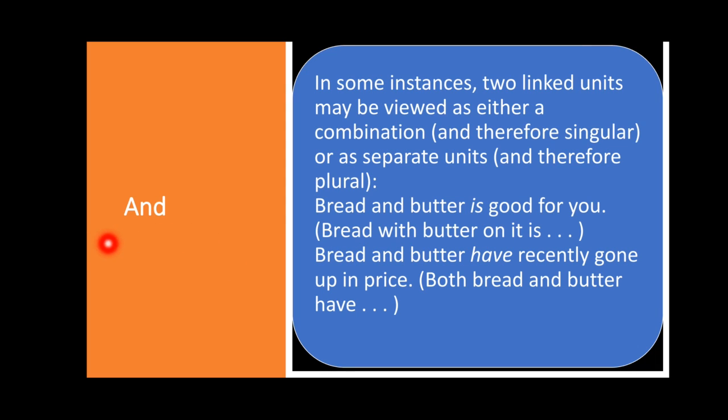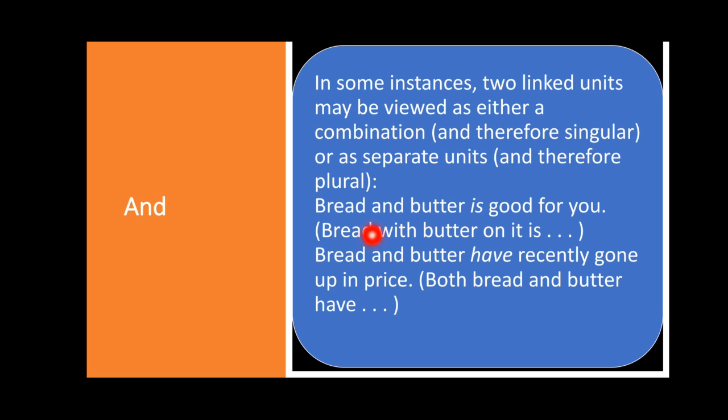Here we have some more elaboration of the conjunction and. In some instances, two linked units may be viewed as either a combination and therefore singular, or as separate units and therefore plural, right? When these two linked units are taken as separate entities, then we use a plural verb. And when these two linked units are taken as a combination of each other, then we use a singular verb.